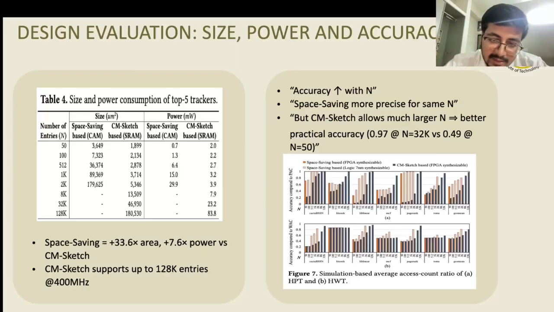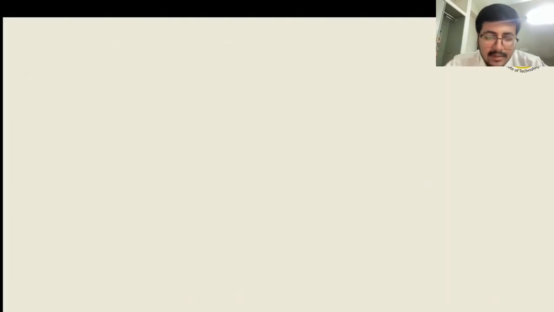The space saving tracker requires much more area and power, while CM Sketch achieves similar accuracy using far fewer hardware resources. It also supports a larger number of tracking entries, which further enhances its practical accuracy and efficiency.